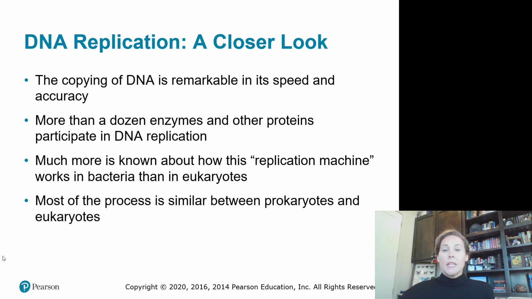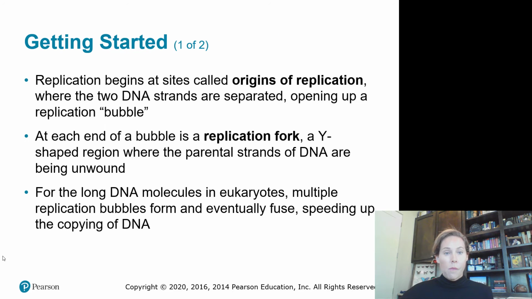The copying of DNA is remarkable in its speed and accuracy. There are more than a dozen enzymes and other proteins that participate in it. We're going to talk about what some of those are. Much more is known about how this replication machine works in bacteria than in eukaryotes, and most of the process is considered to be similar between prokaryotes and eukaryotes. So by studying something that's easier to study, we can understand how it works in a body like ours.